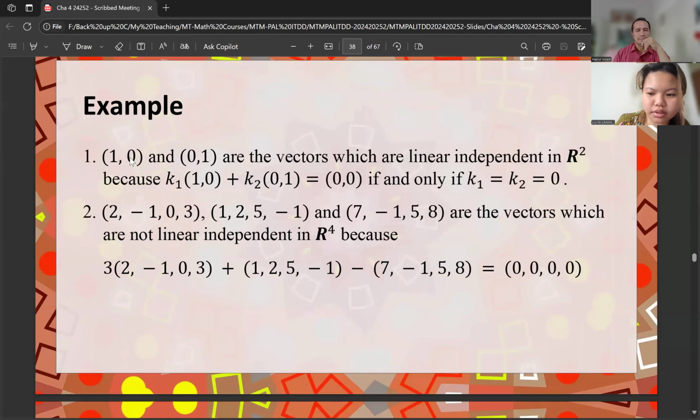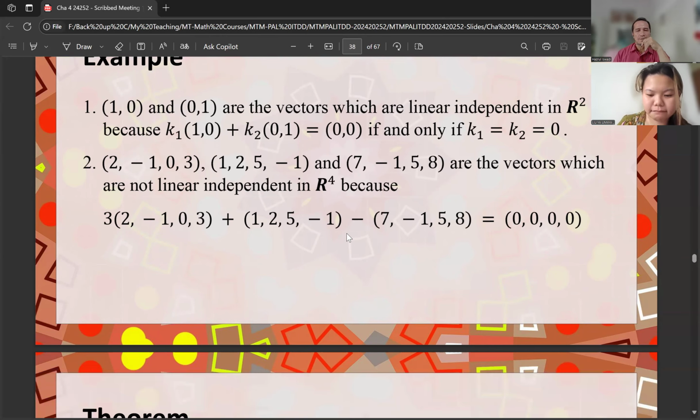For example, (1, 0) and (0, 1) is linearly independent, because for the linear combination equal to zero, the only solution is k1 and k2 equal to zero. And number two is not linearly independent, because we can choose k1 = 3, k2 = 1, k3 = -1 such that the linear combination is equal to zero. So k1, k2, and k3 are not zero.